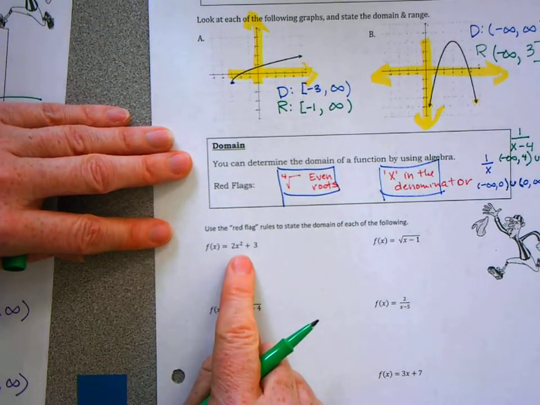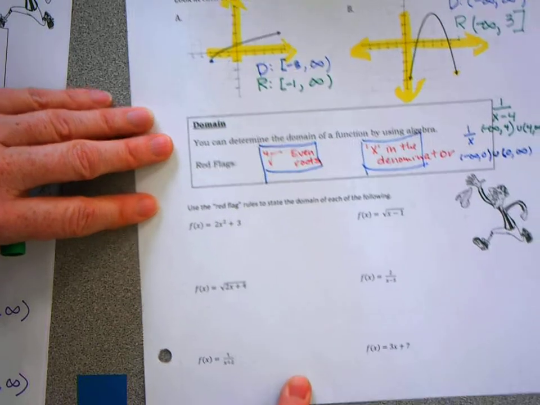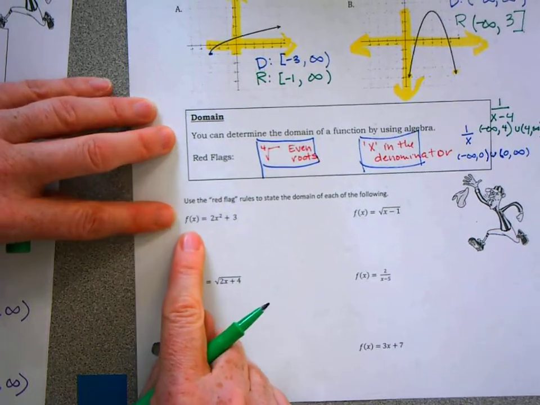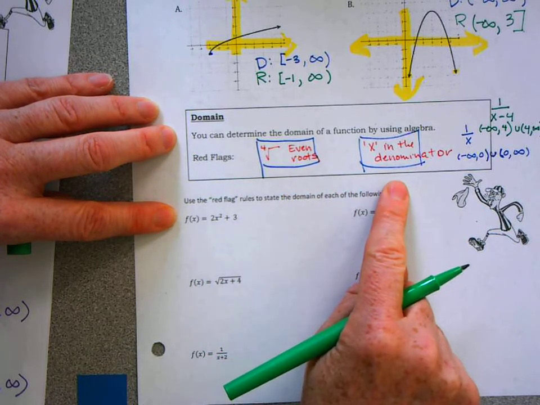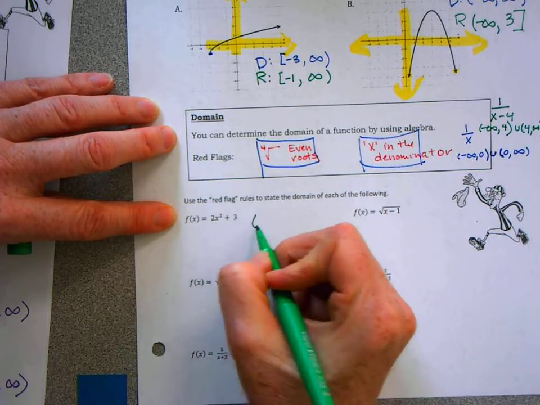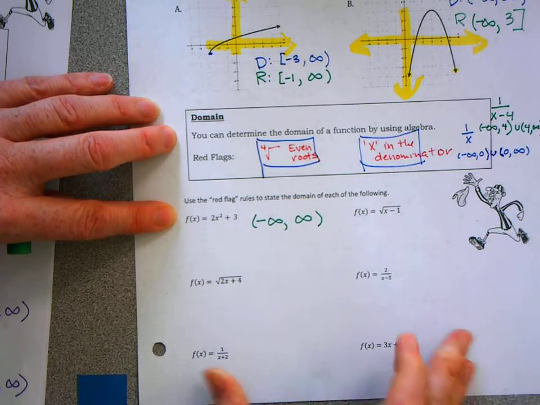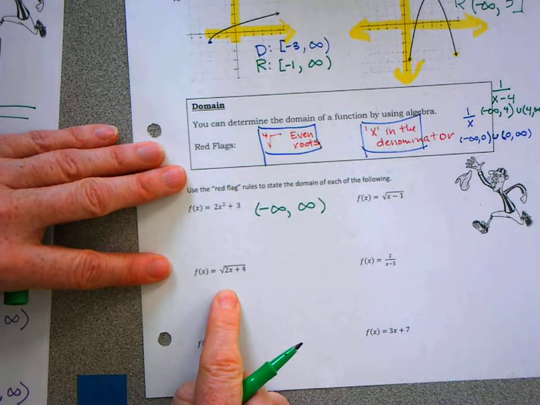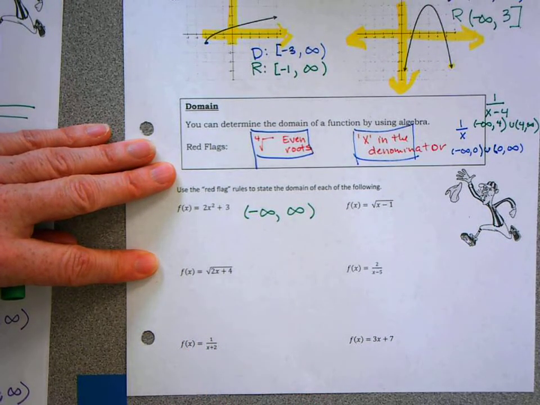Okay, so I'm going to write out the steps of what to do again. Let's look for red flags and then determine how to find the domain. For this function, is there a flag? Is there an even root? No. Is there an x in the denominator? No. So the domain is all real numbers. I'm looking at this next problem down here. Do I have a flag? Yes. I have an even root. So what do I do?